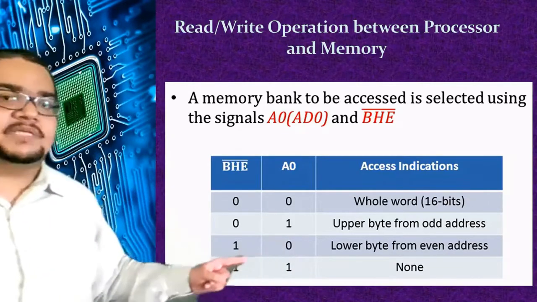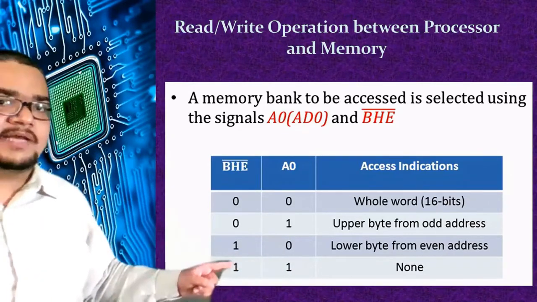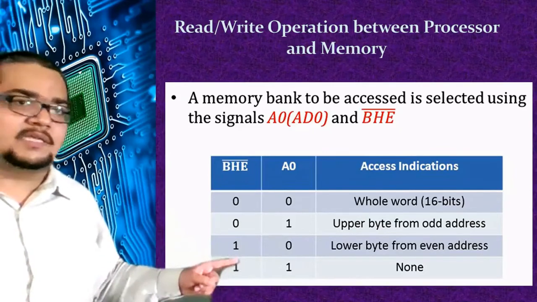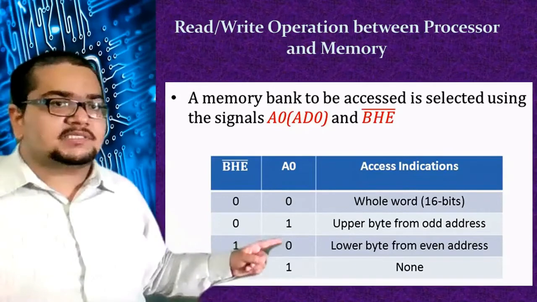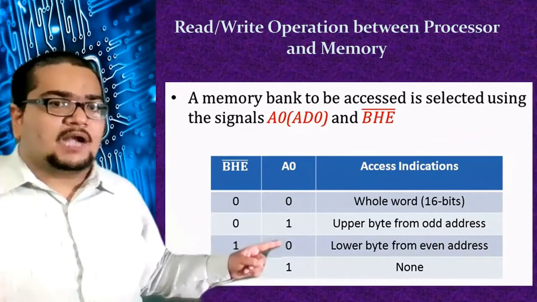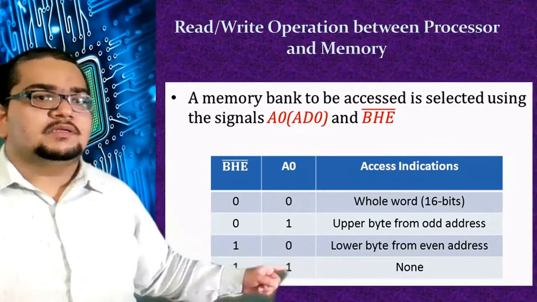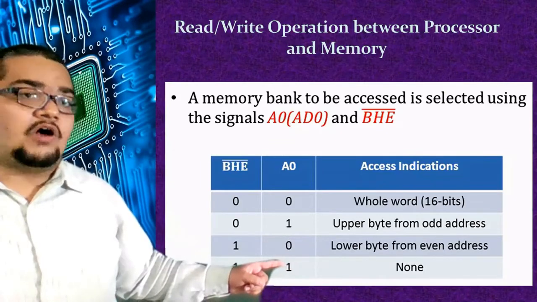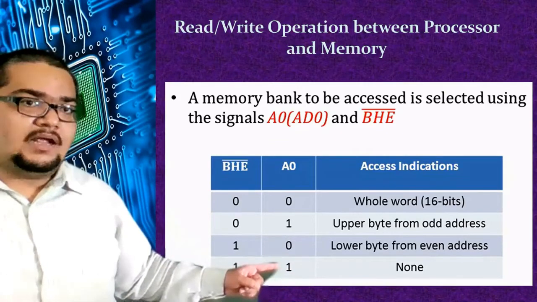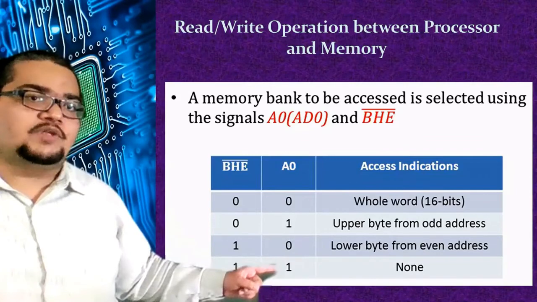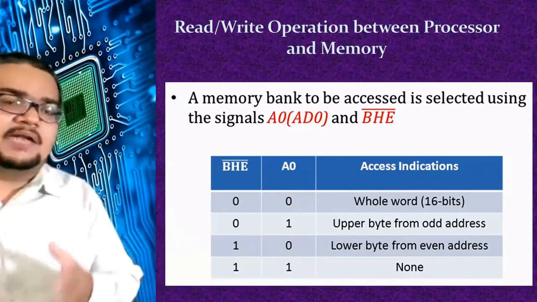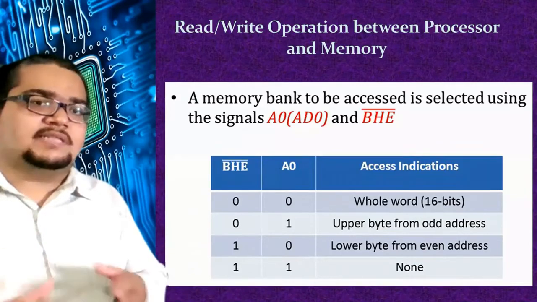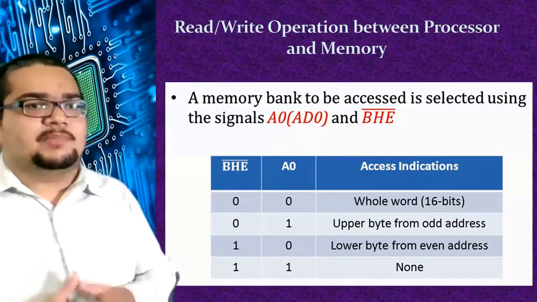Coming to the last combination, 1 and 1. BHE bar is 1, that means the upper byte of the data is disabled. And A0 is also 1. A0 is 1 means odd address. And the odd address is available in the odd bank of memory. But for the odd bank of memory, the data bus D8 to D15 is connected. So you cannot take the data from D8 to D15, because bus high enable is disabled.